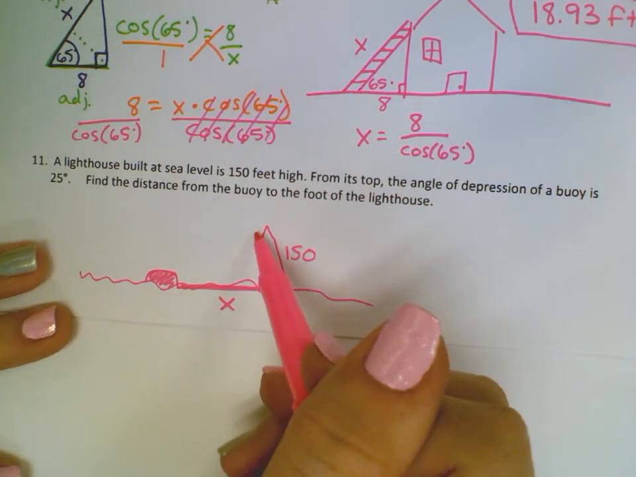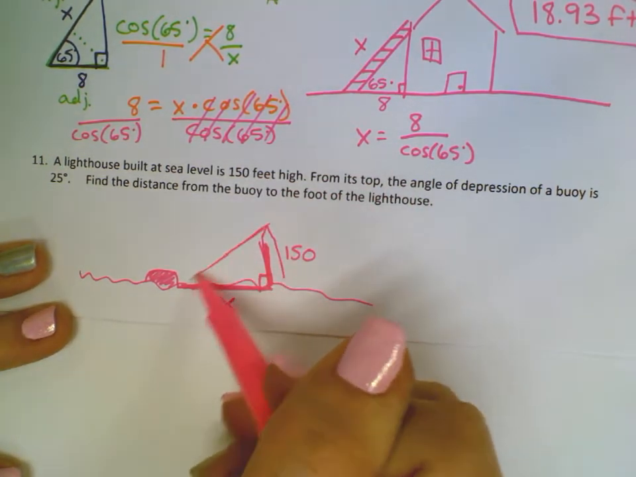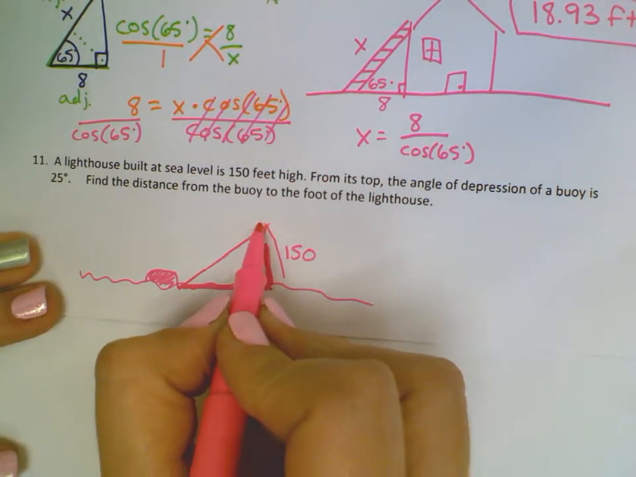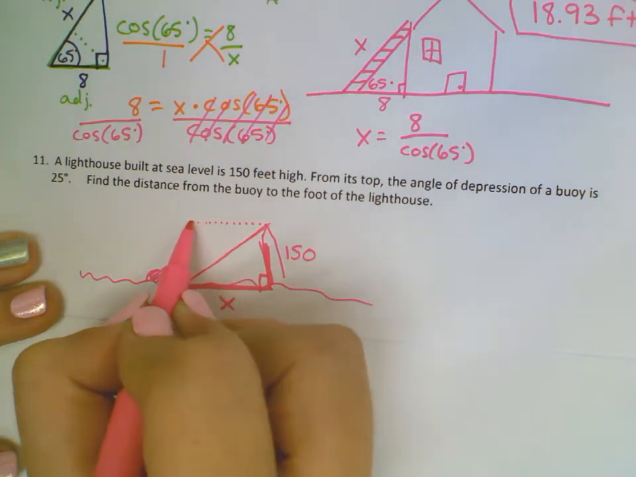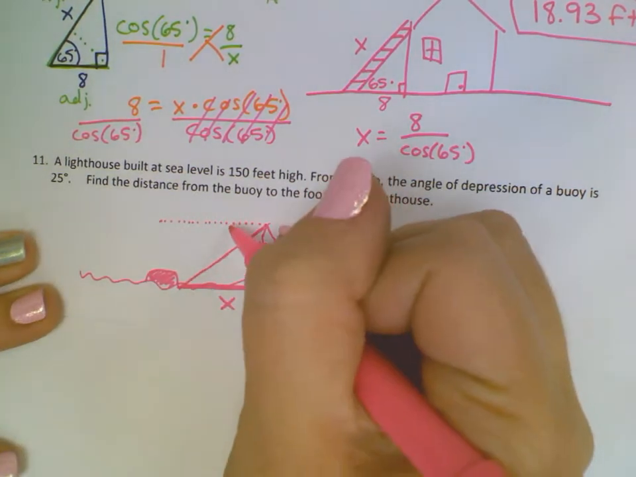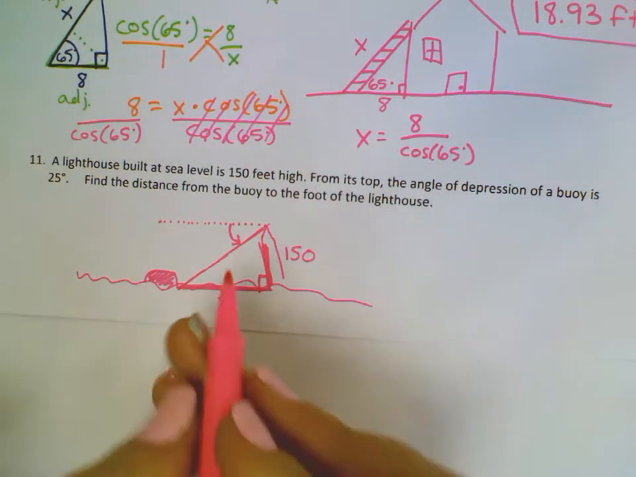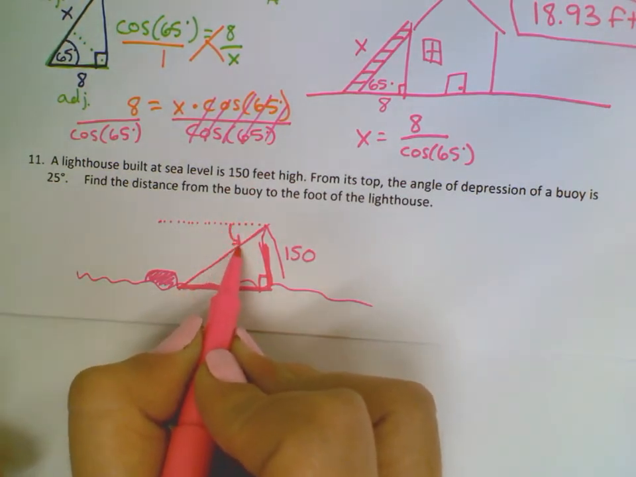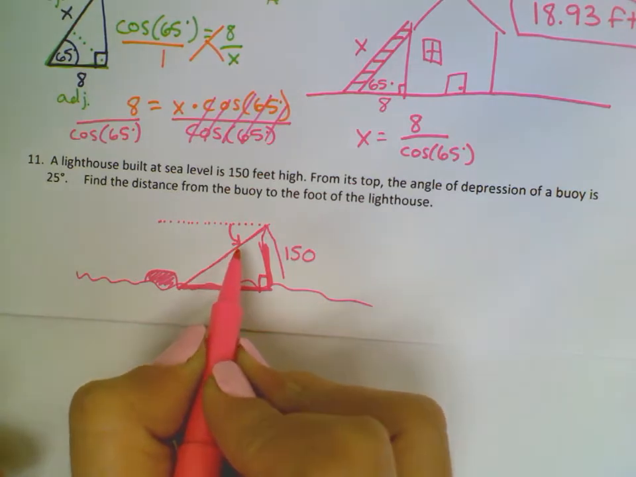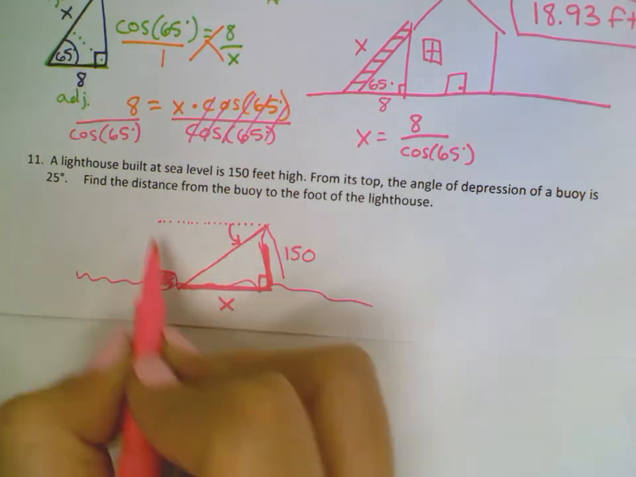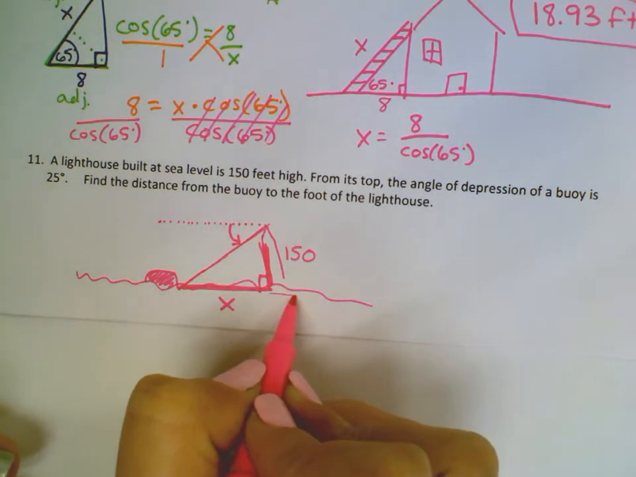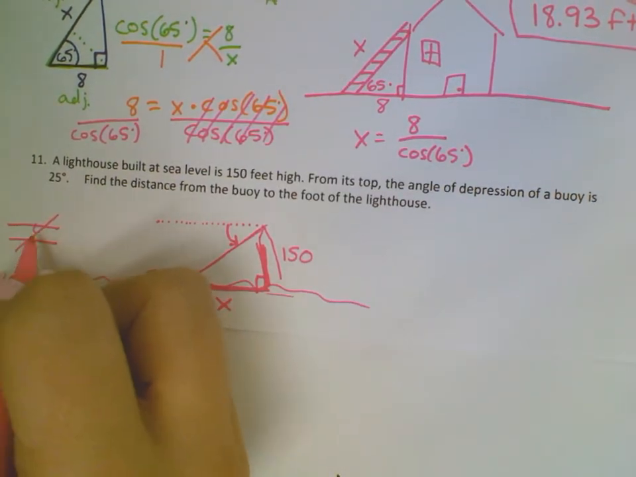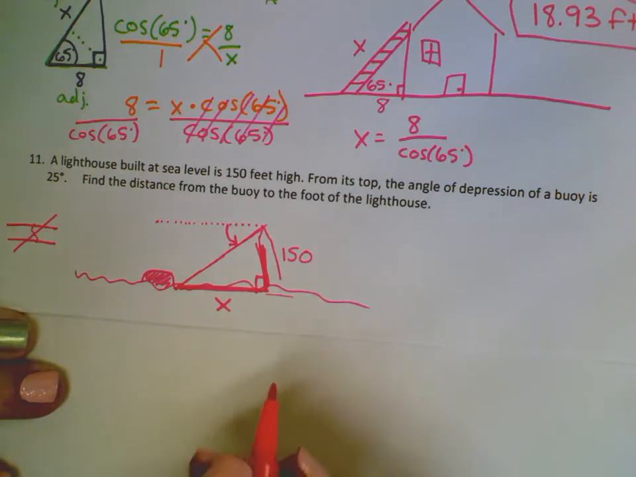If I'm looking down here, this is not the angle of depression. The angle of depression needs to be from looking straight out and pressing down. So this is actually the angle of depression. When you look straight and you press down, that's your angle of depression. Keep in mind that looking straight out and sea level are parallel. So when we have parallel lines cut by a transversal, we have alternate interior angles which are congruent.